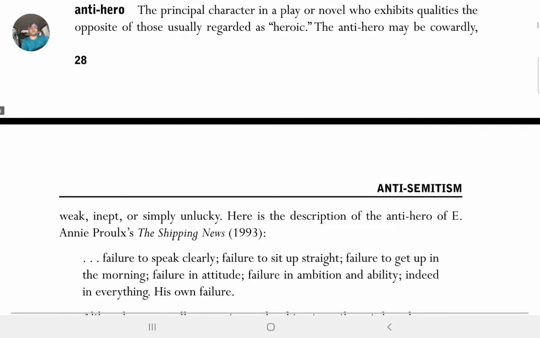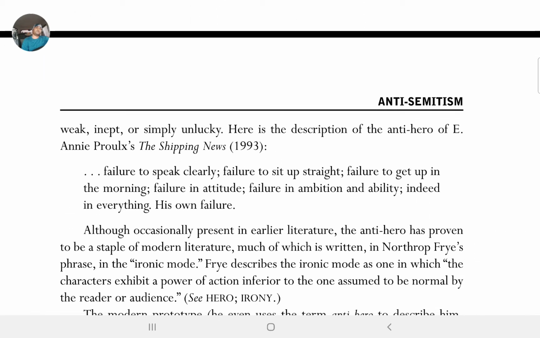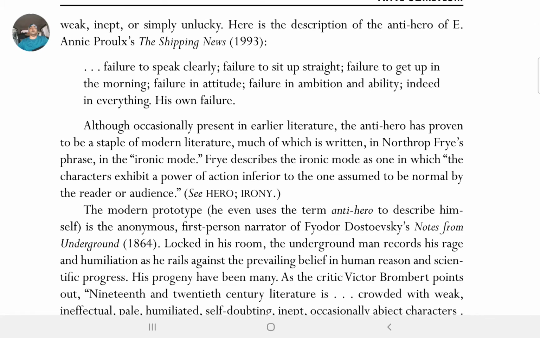Here is a description of an anti-hero from E. Annie Proulx, The Shipping News, written in 1993. "Failure to speak clearly." There are three dots here, which say that there is much more before these lines; those lines are omitted. "Failure to speak clearly, failure to sit up straight, failure to get up in the morning, failure in attitude, failure in ambition, inability, indeed in everything, his own failure." So this is the concept of the anti-hero.